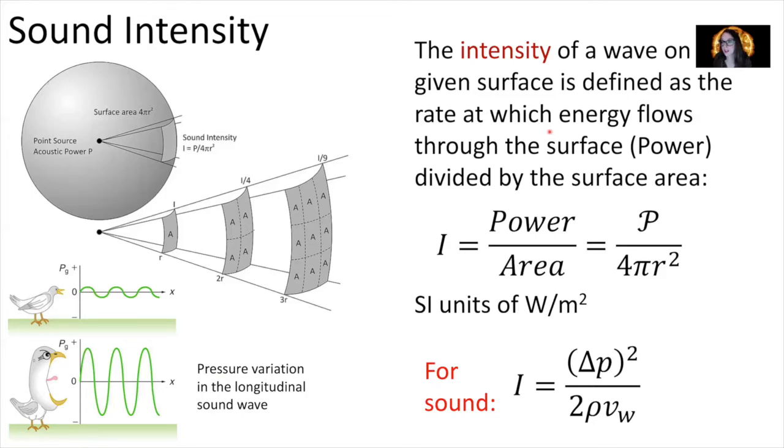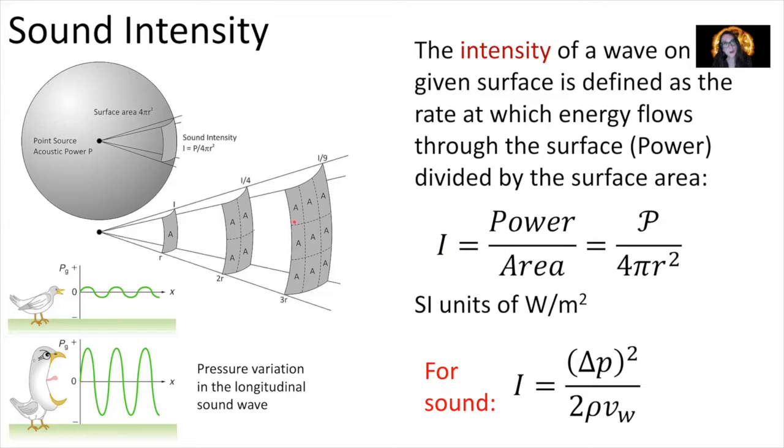A more formal definition for intensity, which works both for sound waves and also for light waves, is that the intensity is given as the rate at which energy flows through a surface divided by the surface area through which it's flowing. The rate at which energy flows is an energy per time, that's a power, and that power of the source has units of watts. Dividing that power by the surface area through which the energy is flowing gives you the intensity.